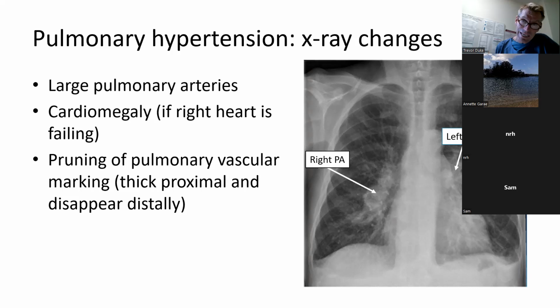We might mistake this and say, well, there are large perihilar lymph nodes, so the child has TB. But in fact, this was pulmonary hypertension with very dilated pulmonary arteries. In fact, the pulmonary artery was larger than the aorta.